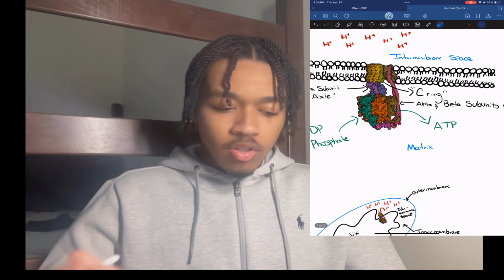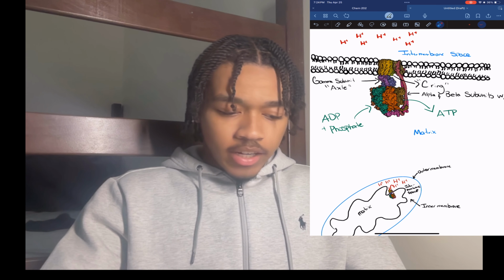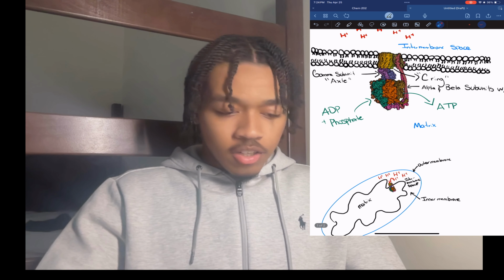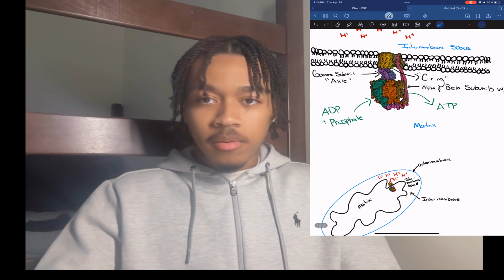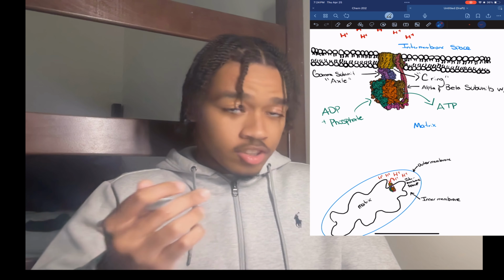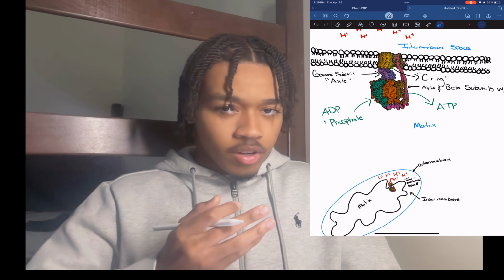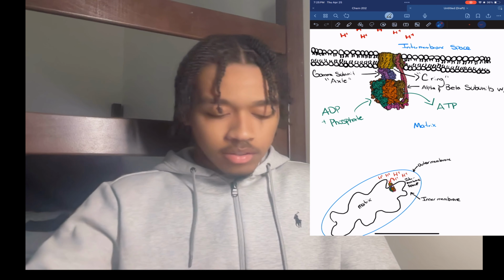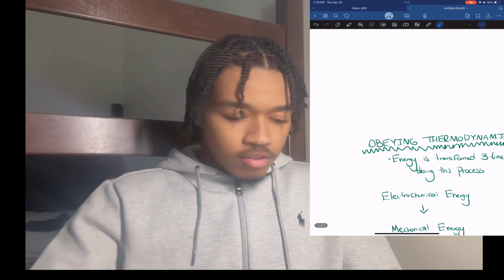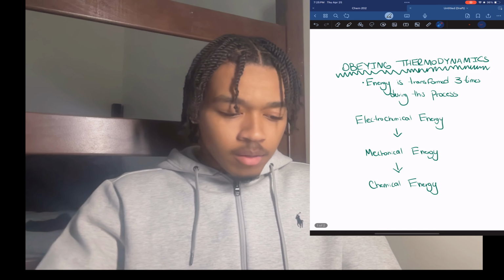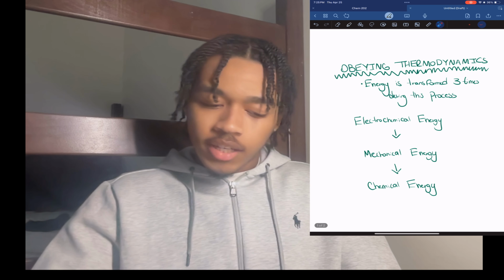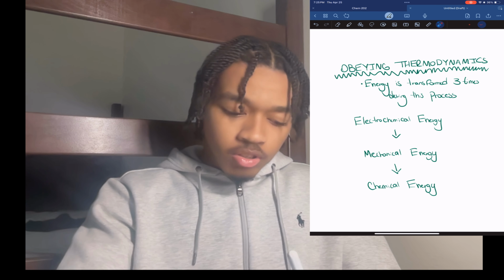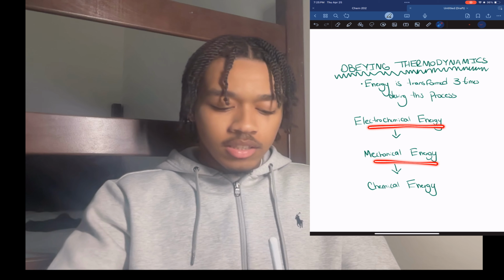So this cycle is nonstop, and it creates ATP from an electrochemical gradient, electrochemical energy into mechanical energy, back into chemical energy in the form of the high energy bonds of ATP, which we can see right here as we obey the laws of thermodynamics, as energy is transferred 3 times during this process, from electrochemical energy to mechanical energy to chemical energy.